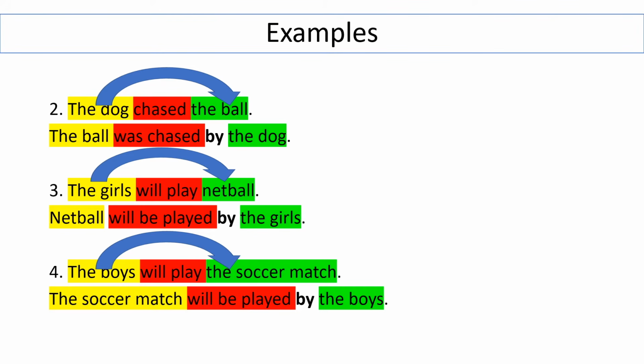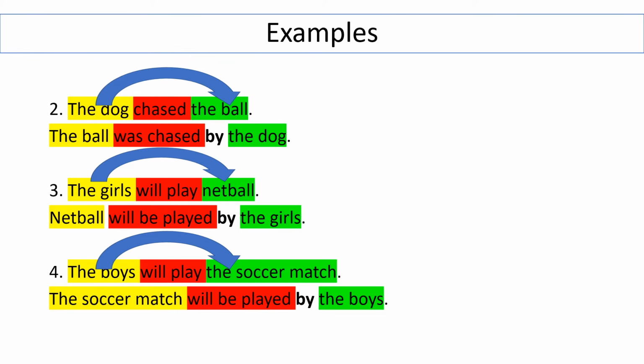Number 4, the boys will play the soccer match. Step 1, will play is the verb. Step 2, the boys is the subject in the active sentence, will play is the verb, and the soccer match is the object in the active sentence.